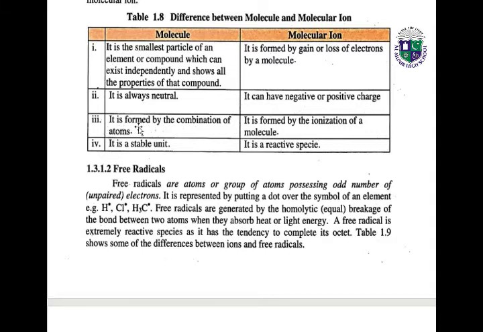Molecule is formed by the combination of atoms and it is a stable unit. Molecular ion is a reactive species and it is formed by the ionization of a molecule.